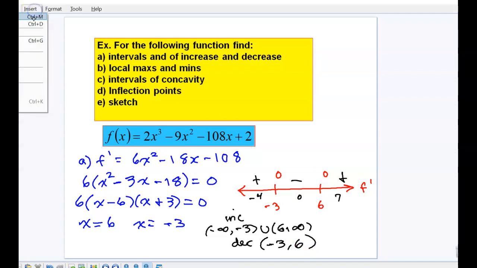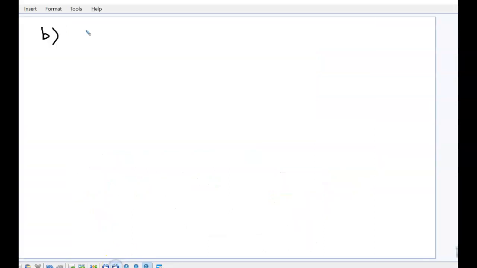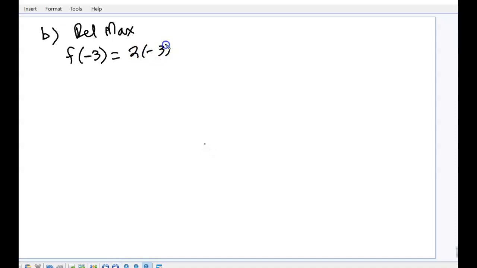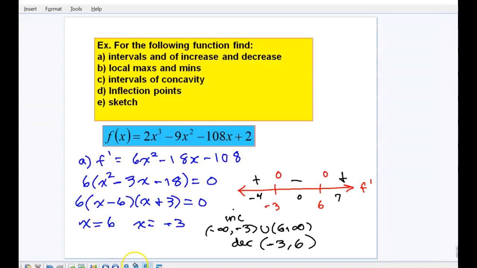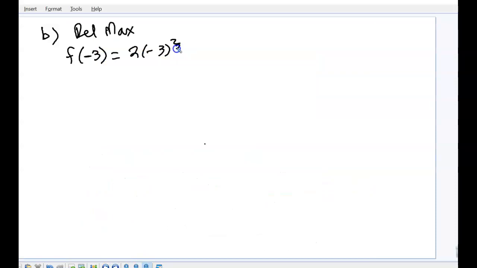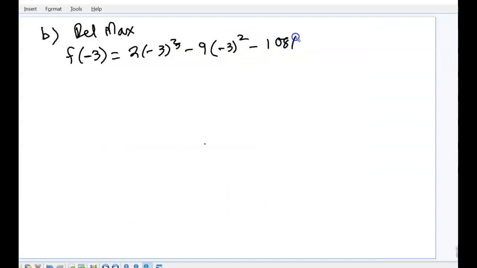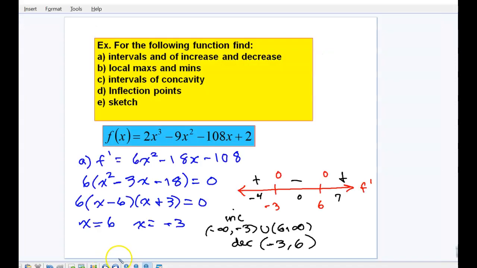Now for part B, I can use my number line as well. If I want to find relative max and mins, I know that at -3 I get a relative max because my derivative is changing from positive to negative, and at 6 I'm getting a relative min. So I get a relative max at f of -3, which means I must plug -3 into the original equation. So it's going to be 2 times -3 cubed minus 9 times -3 squared minus 108 times -3 and plus 2.